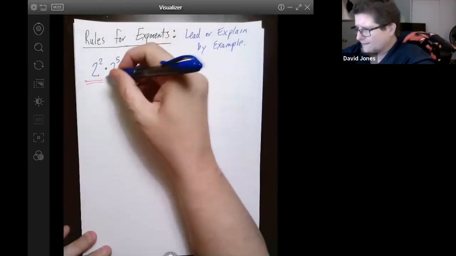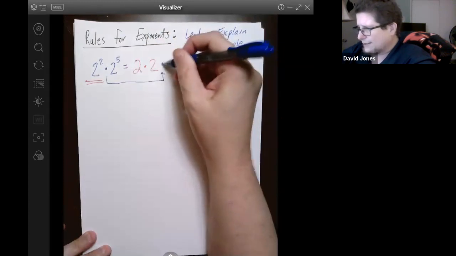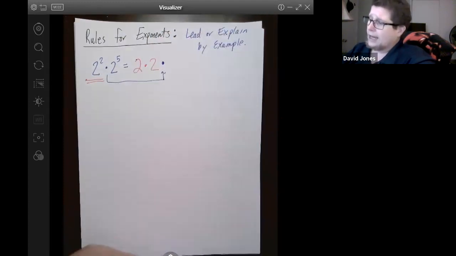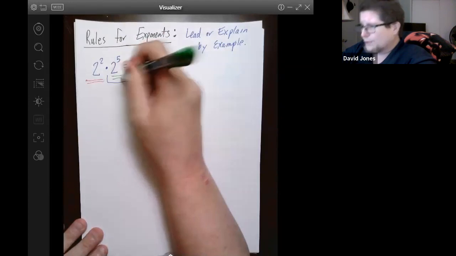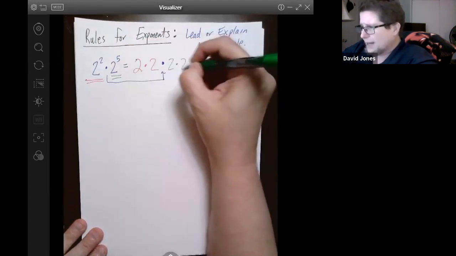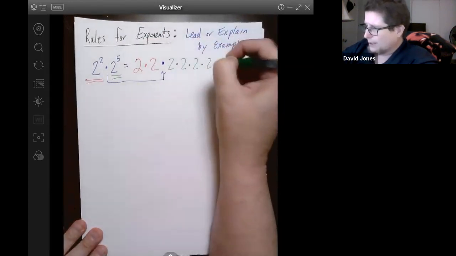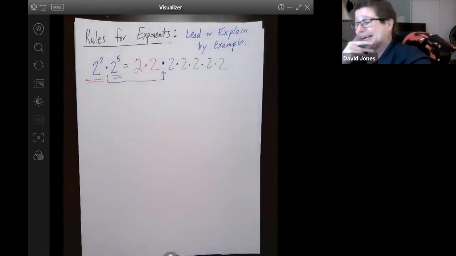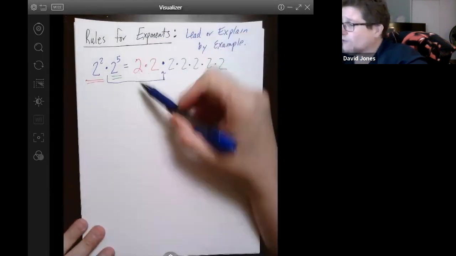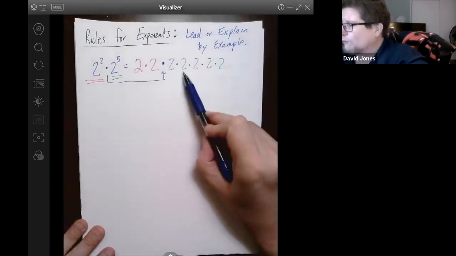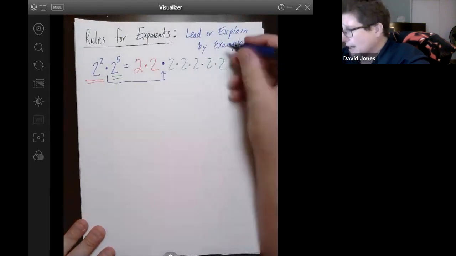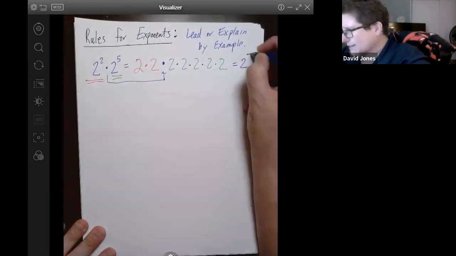Then I have this dot. And 2 to the 5th power, I'll do in green. We can expand that out as 5 2's multiplied together. That's what that means. Notice when all is said and done, how many 2's do I have? 1, 2, 3, 4, 5, 6, 7. I can write this as 2 to the 7th power.